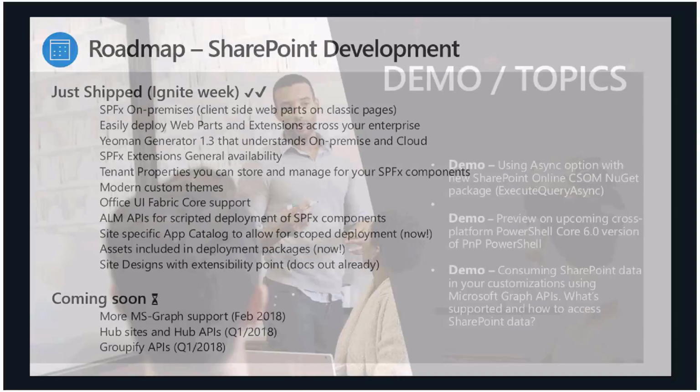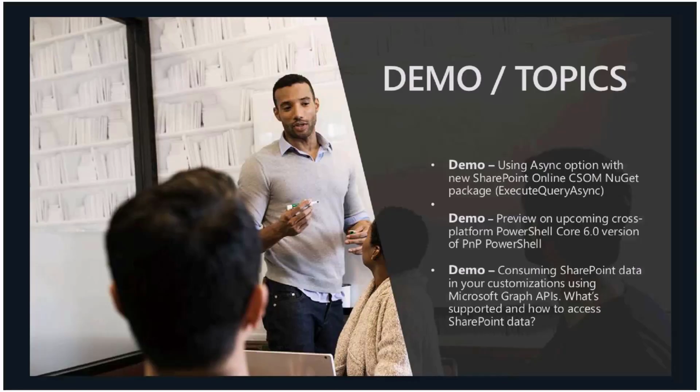Cool. Demos and topics. Like I said in the agenda, Roddy is going to start around the async option in the new SharePoint Online CSOM NuGet package, which was released 2 weeks ago. Then we move to Irvin around the preview of the PowerShell Core version of PnP PowerShell, and then Paolo is joining probably right about that time, and Paolo is going to do the last demo around accessing SharePoint data using the Microsoft Graph APIs. And it is a good discussion also around when you would use those versus the native APIs. So please have a great discussion as we move along today in these demos.